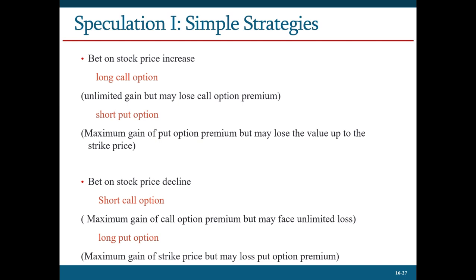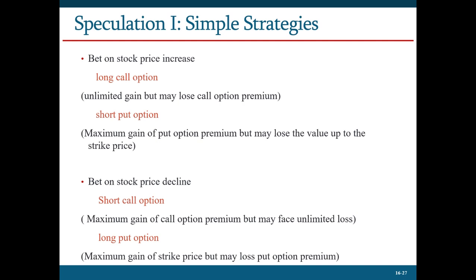Meanwhile, you can use both call and put options to bet on the stock price to decline. If you expect that the stock price will crash in the future, what can you do? Well, the simple way is to buy a put option. A put option will give you a gain when the stock price declines. When the stock price increases, the maximum loss is the premium that you pay on the put option.